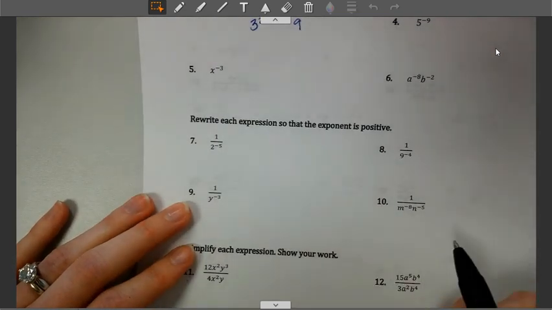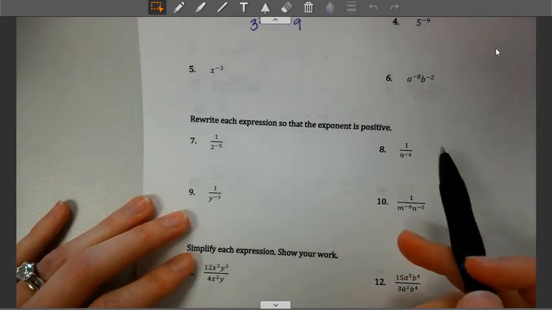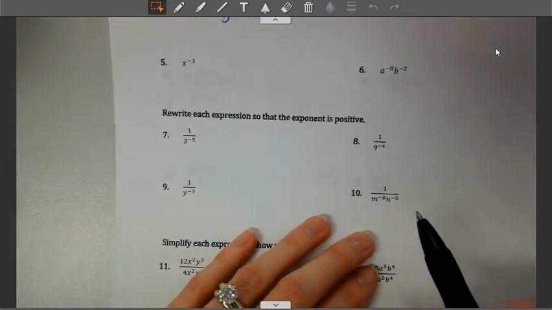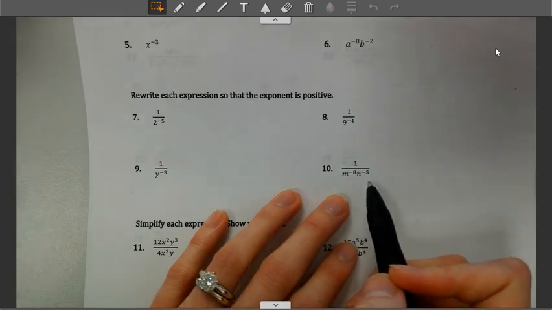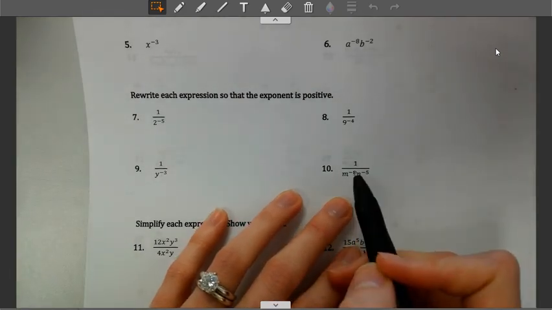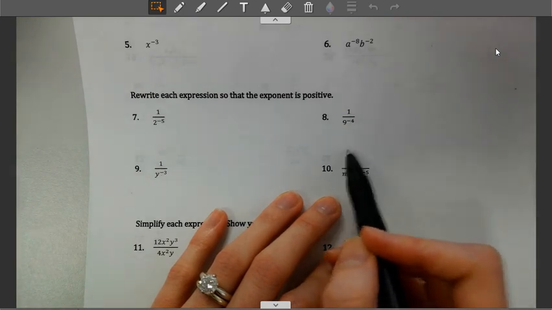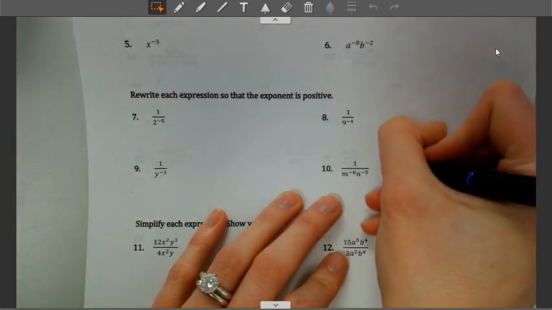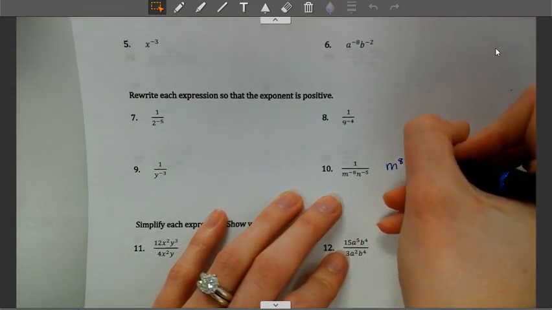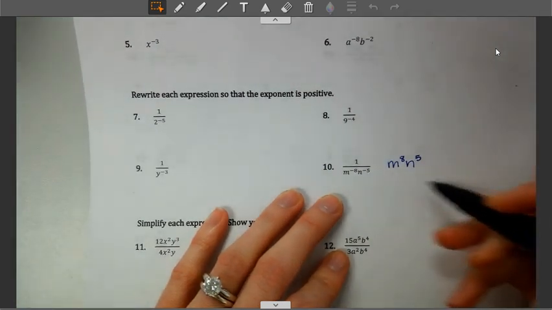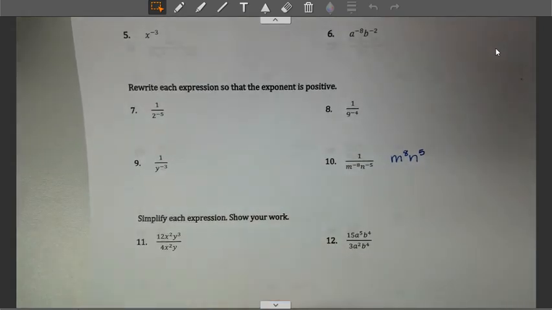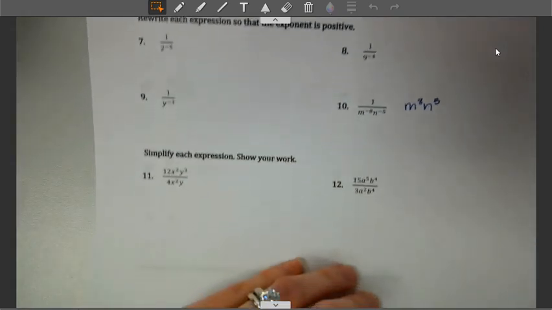Okay. Same thing here. Rewrite each expression so that each exponent is positive. We'll go ahead and do number 10. I have 1 over m to the negative 8 and n to the negative 5th. Since they're both negative, we're going to move them up. So this m moves to the numerator, so this becomes m to the 8th. And then we have n to the negative 5. There's nothing else left, so I don't need a denominator. But if there was, I would put one.